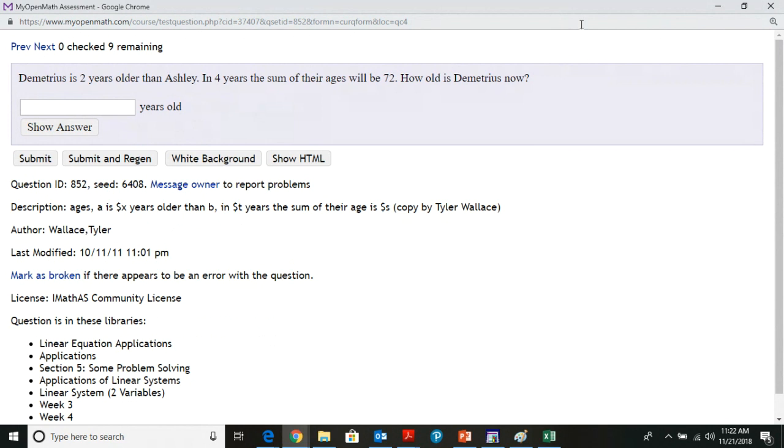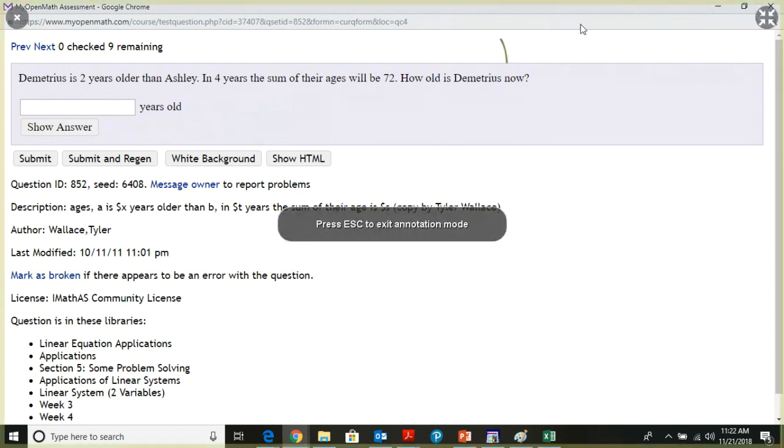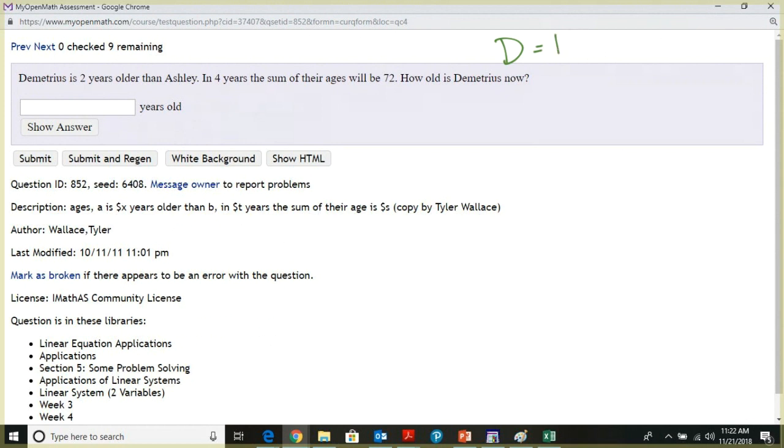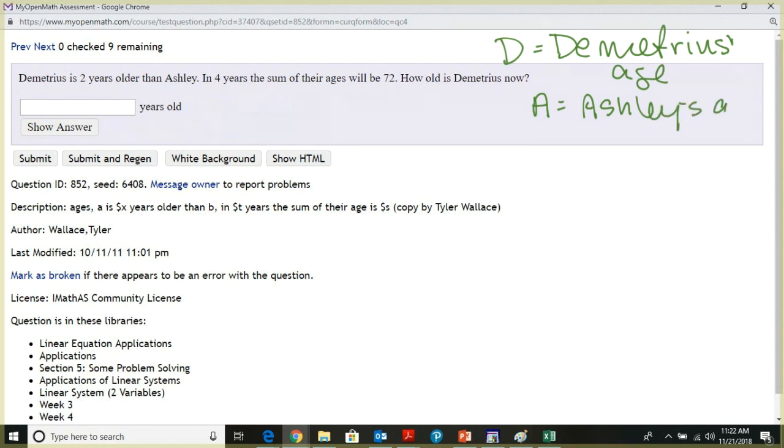So first off, we have to come up with variables. I'm going to let D be Demetrius's age, and I'm going to let A be Ashley's age. It says Demetrius is 2 years older than Ashley. So if Ashley was 5, then Demetrius is 7. That makes sense? So here's an equation.